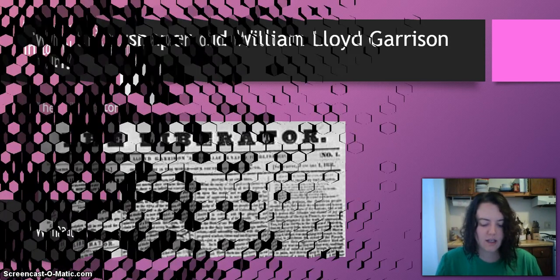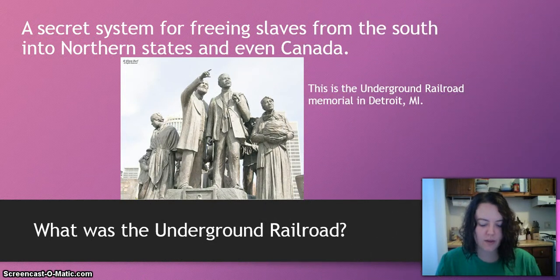The next question is, what was the Underground Railroad? Now, the Underground Railroad, remember, was a secret system that was used to free slaves from the South to the North and even into Canada. And the picture here is the Underground Railroad Memorial in Detroit, Michigan. And it stands there, and the person that's pointing is actually pointing across the Great Lakes to Canada and what would mean freedom, complete freedom for these slaves. And it's just there to help people remember the connection between Canada and the United States during this time, because they were part of the freedom of our slaves at this point.